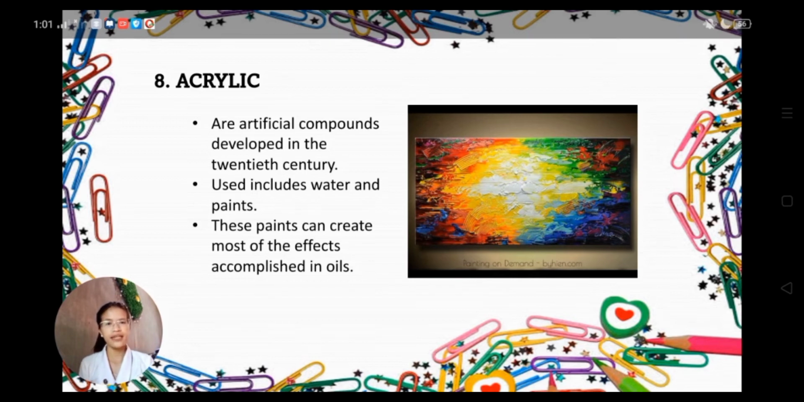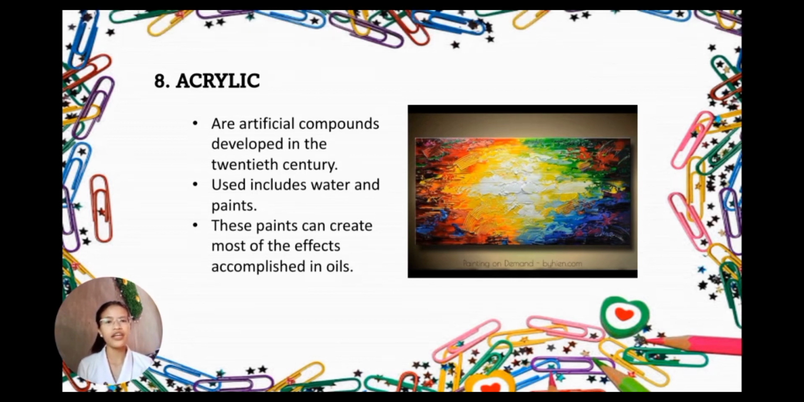So acrylics are the artificial compounds developed in the 20th century. So the binder used includes water and paints. It can be thinned with water, but once the paints dry, they have a glossy permanent surface that resembles the surface created by oils. So these paints can create most of the effects accomplished in oils and have the advantage of not requiring the use of turpentine.